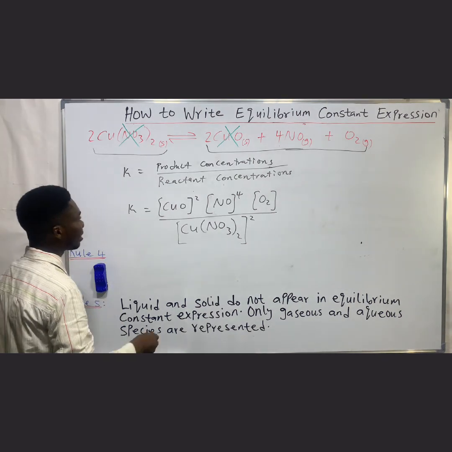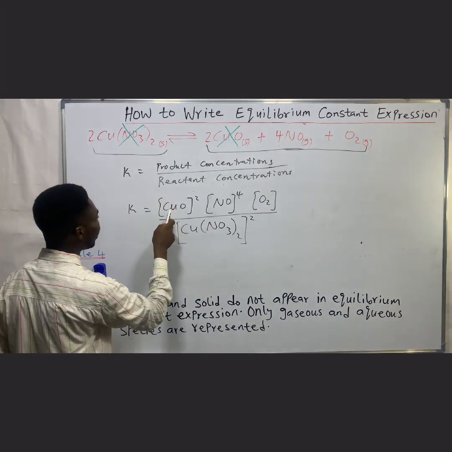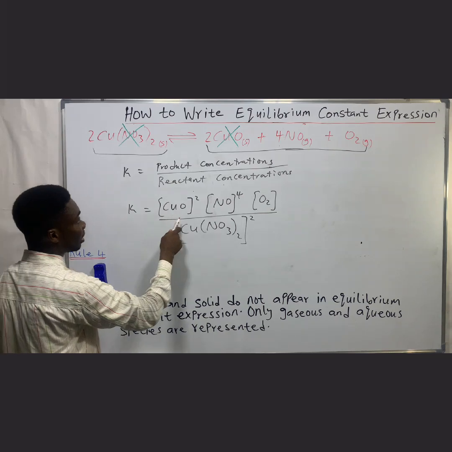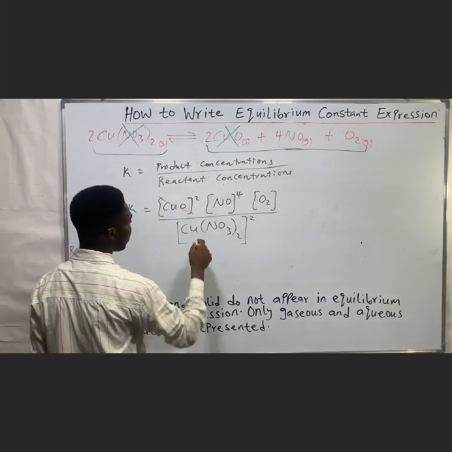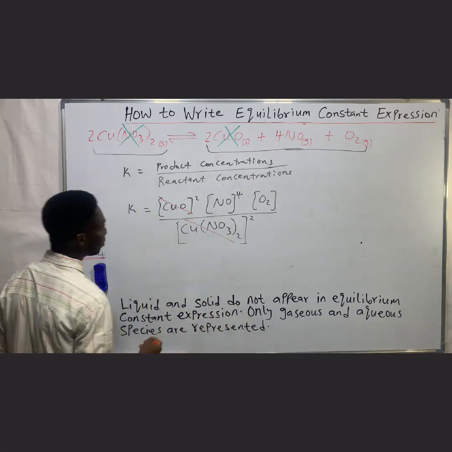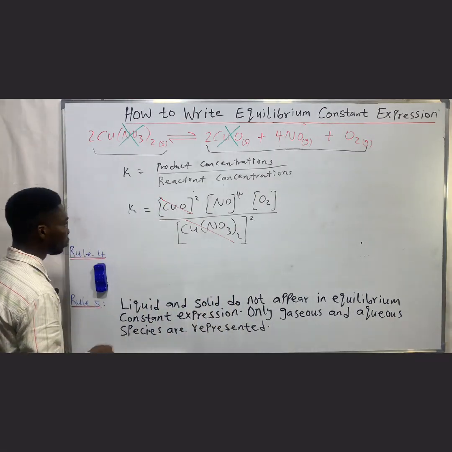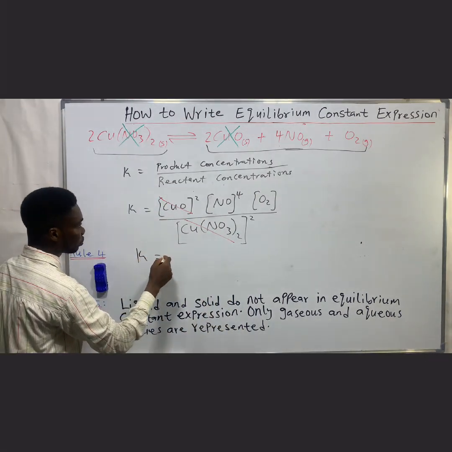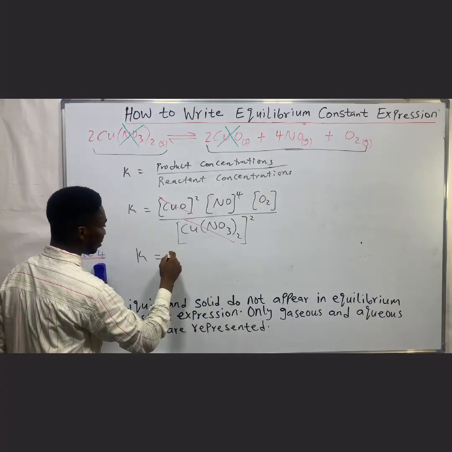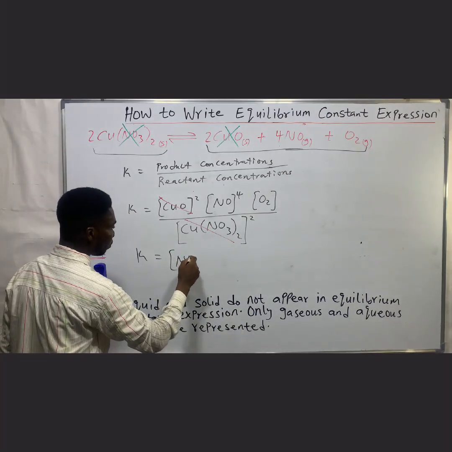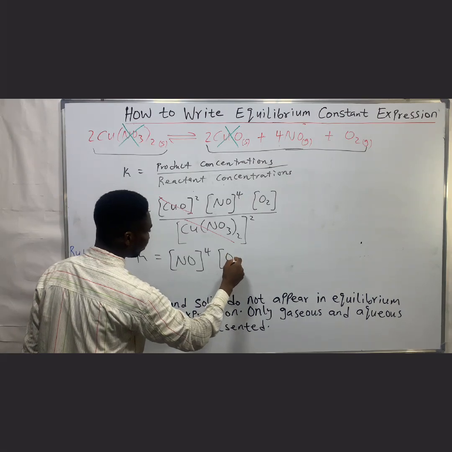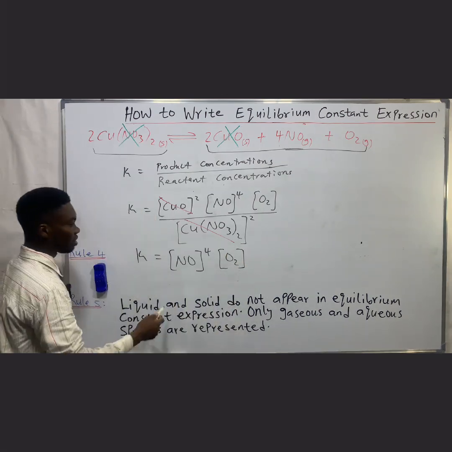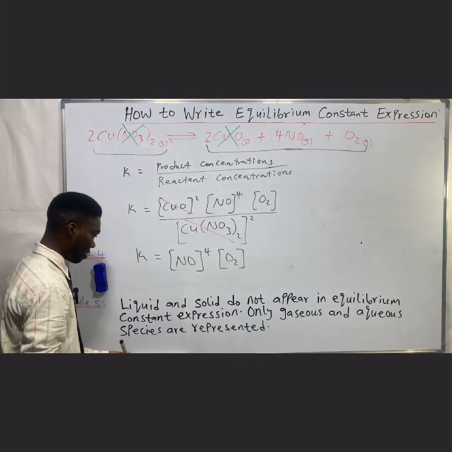So you know that this shouldn't appear because it's solid. Okay, and I'm going to stroke it. And also, who shouldn't appear? This shouldn't appear. I'm going to stroke it. So what we are going to be having is K equals to just these two, right? NO4, O2. So this is what we're going to be having.